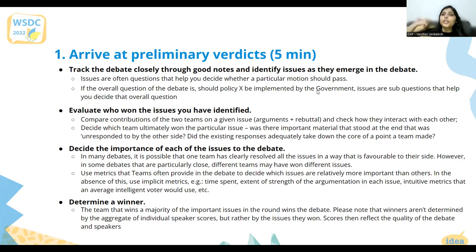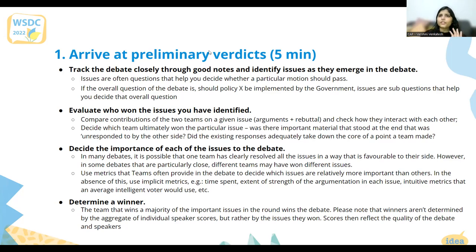And this is a process you need to constantly be doing. At the end of every speech, you need to have a sense of who you think is ahead based on the material that has come out in their speech. The most important thing to remember is that the winner of a debate is evaluated by the material that has come out in the debate rather than by the scores. The scores are a mathematical expression of who won. Who won is not an expression of the scores.